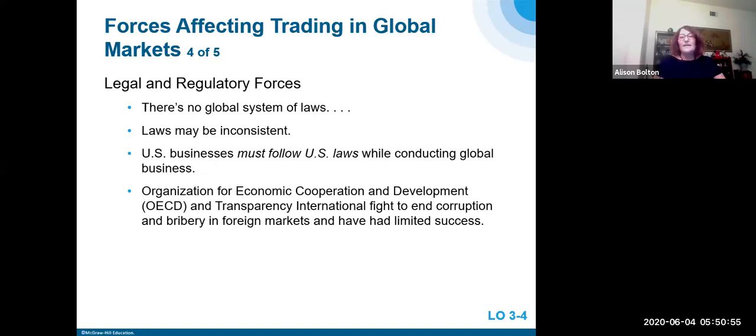The Organization for Economic Cooperation and Development, the OECD, and Transparency International fight to end corruption and bribery in foreign markets. They have had not as much success, but we need to pay attention to this. If we are allowing unethical and illegal behavior, then we get caught up in it. And it's something you don't want to have happen, because it can stop you from being able to do business with another country and maybe many others because the word gets around.